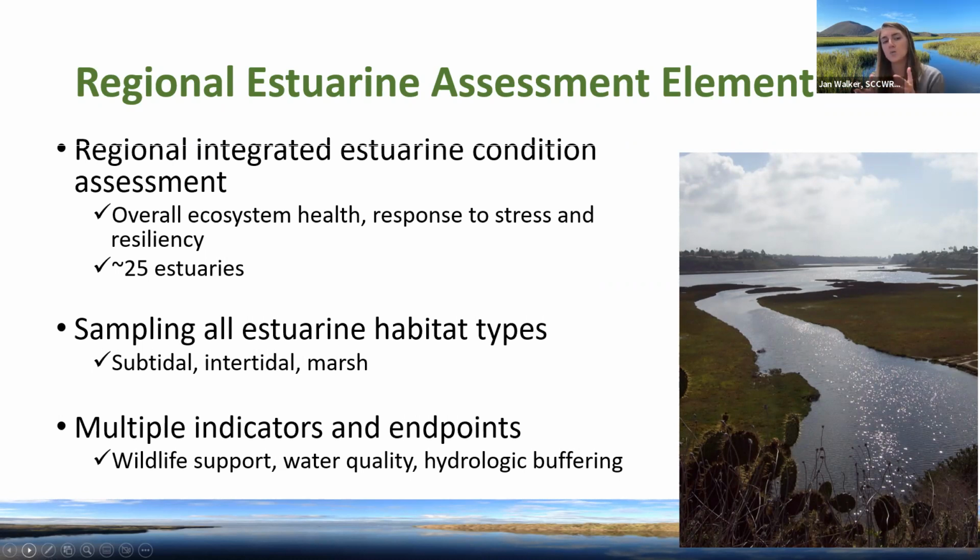And so now we're going to take the EMPA framework that Kevin was talking about and expand it into estuaries, looking across all of the different habitats, so marshes, intertidal. And we're looking at sampling about 25 estuaries right now. This will include multiple indicators, multiple endpoints, and all of those ecosystem functions.